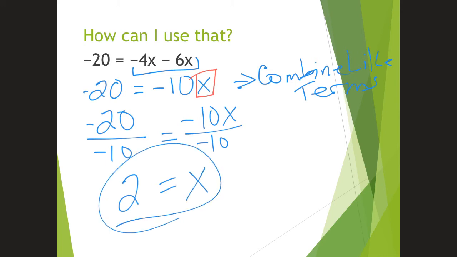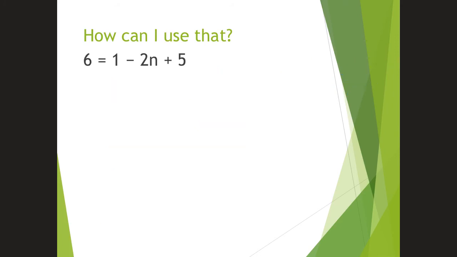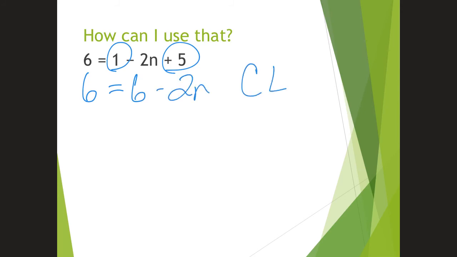That was it. So let's try a different one. Here's another equation. First thing I'm going to do is combine like terms, which are, in this case, my 1 and my 5. So this turns into 6 equals 6 minus 2n. And when I combine like terms, I just write CLT for that.